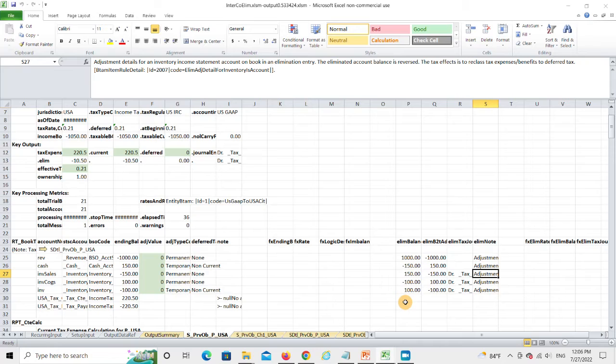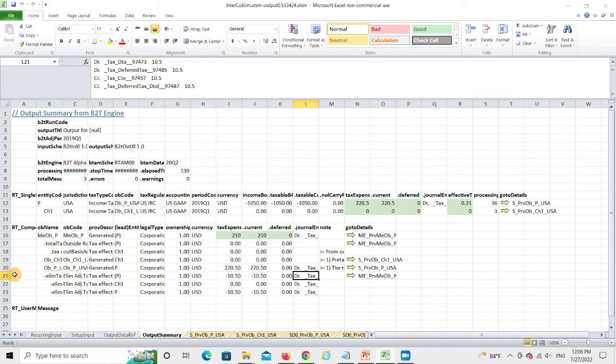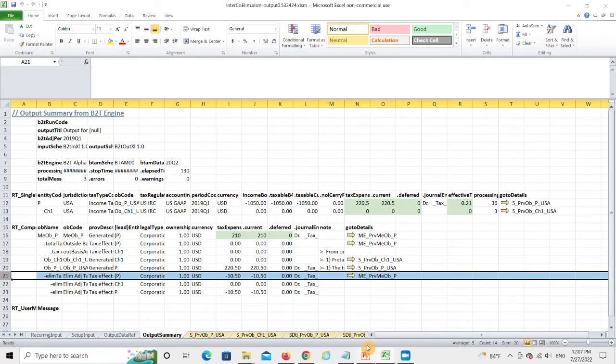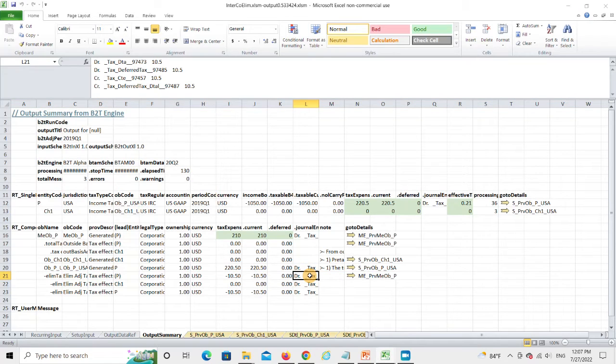That's really a mouthful, but if we go back to the output summary, we see that for the whole group, that's the total effect, the journal entry. And at the individual level, here's a contribution from CH1, and here's a contribution from P. And those values really come from the provision calculation for each individual entity.